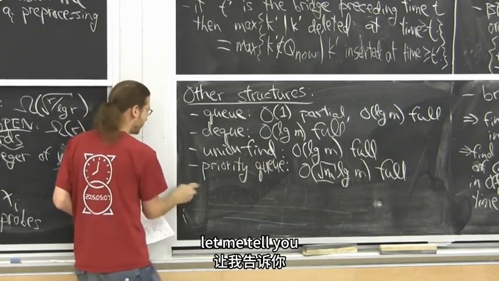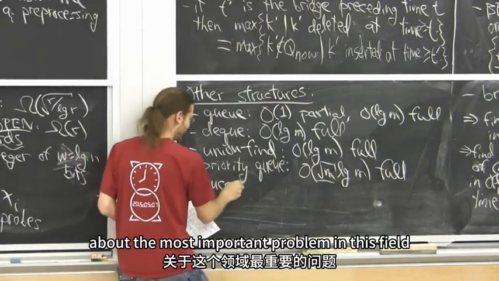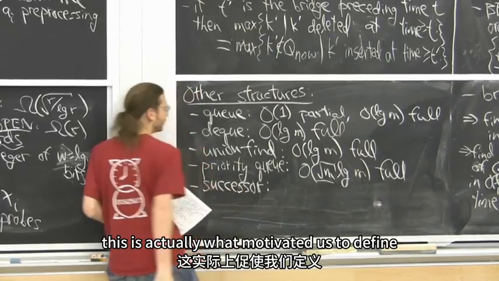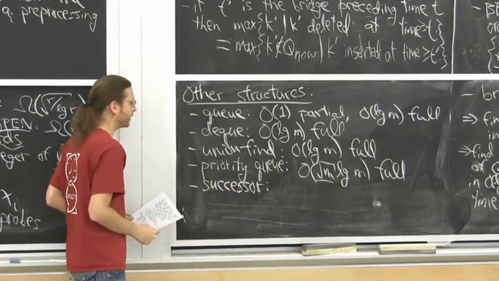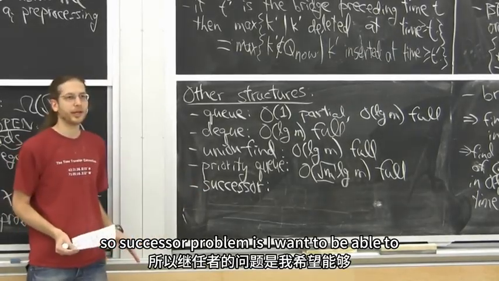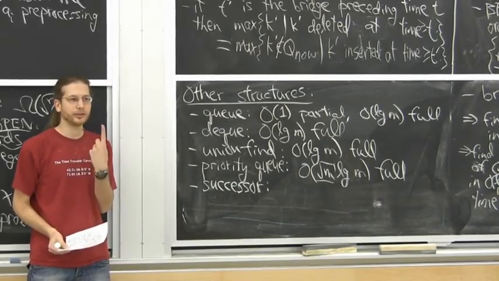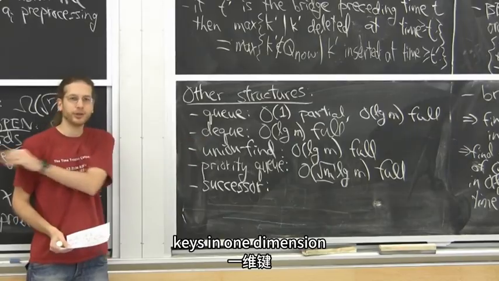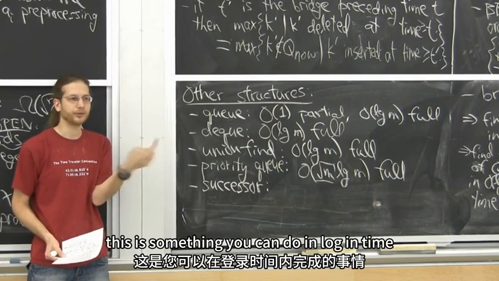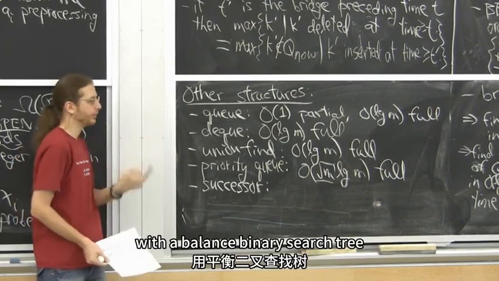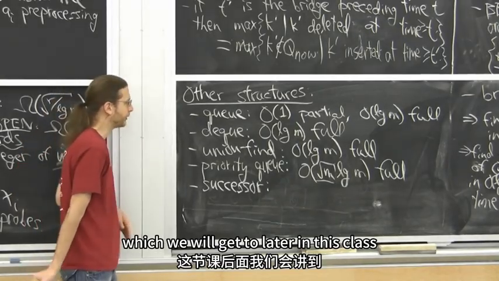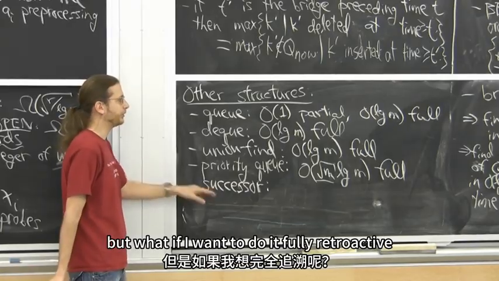Okay, let me tell you about the most important problem in this field. This is actually what motivated us to define retroactivity, which is a particular problem, retroactive successor. The successor problem is I want to be able to insert and delete keys in one dimension, and given a query key, I want to know what is the next key greater or equal to it. This is something you can do in log n time with a balanced binary search tree. There are lots of other ways to do it, which we will get to later in this class. But what if I want to do it fully retroactive?